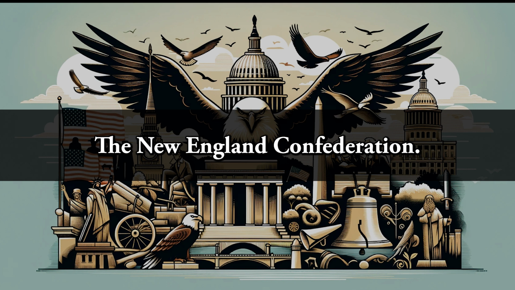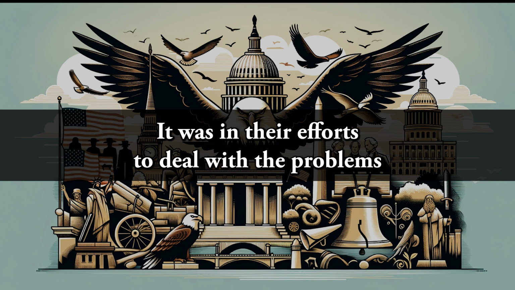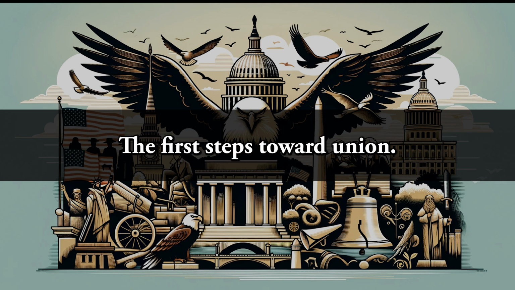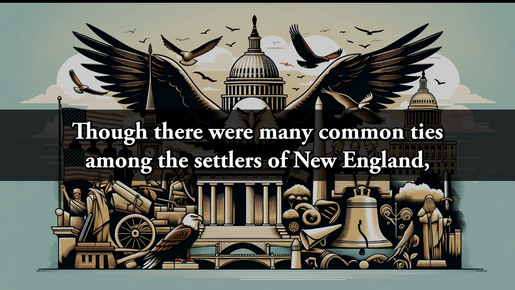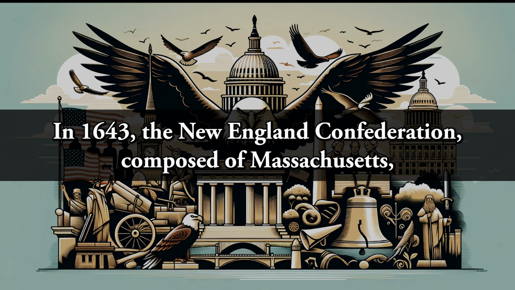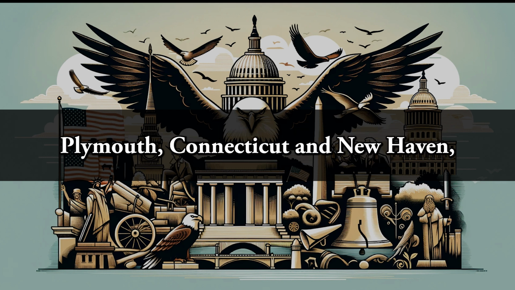The New England Confederation. It was in their efforts to deal with the problems presented by the Indian and French menace that the Americans took the first steps toward union. Though there were many common ties among the settlers of New England, it required a deadly fear of the Indians to produce, in 1643, the New England Confederation, composed of Massachusetts, Plymouth, Connecticut, and New Haven.